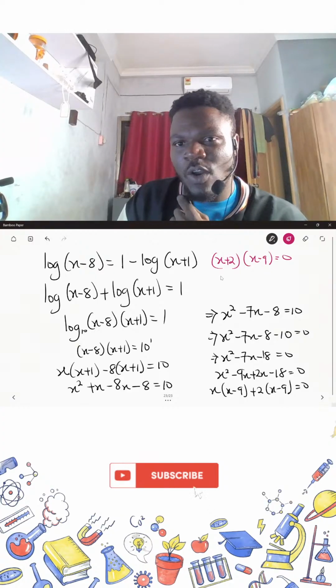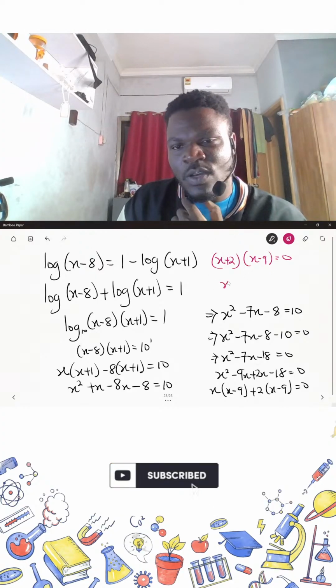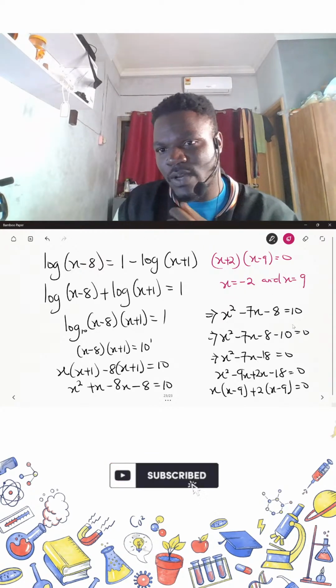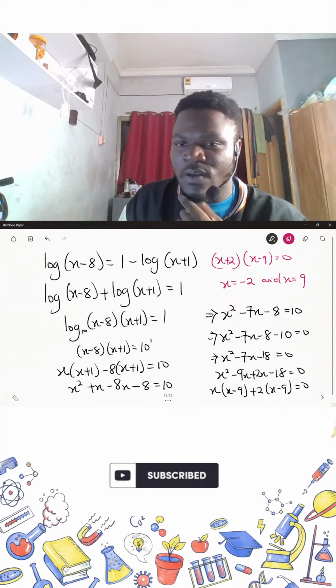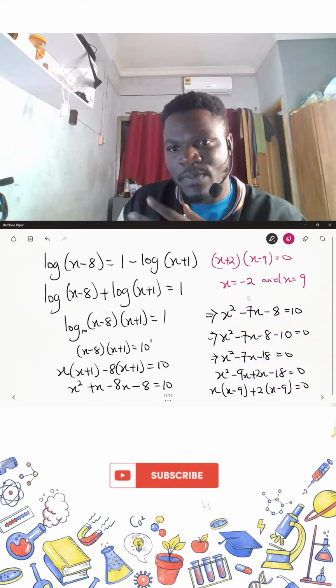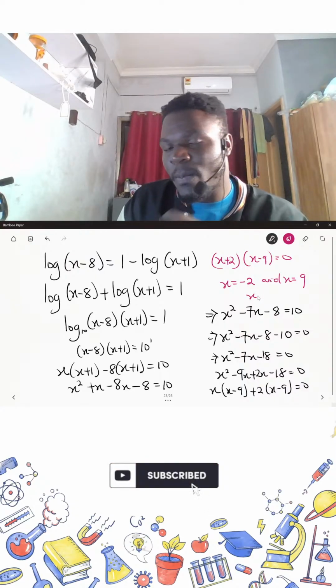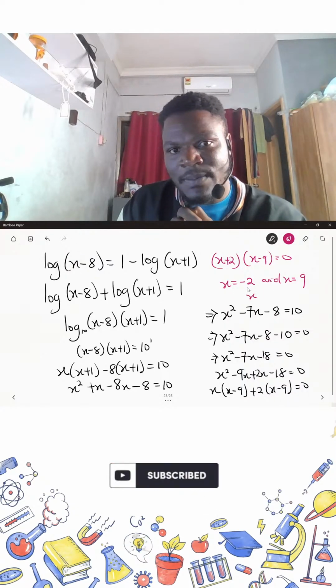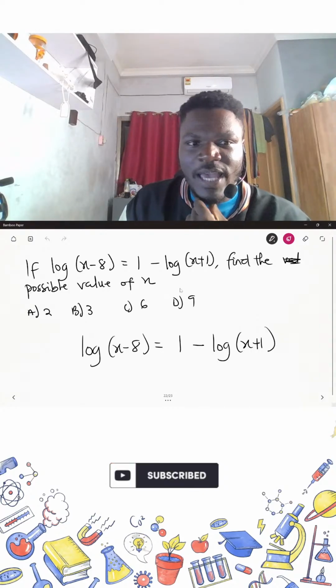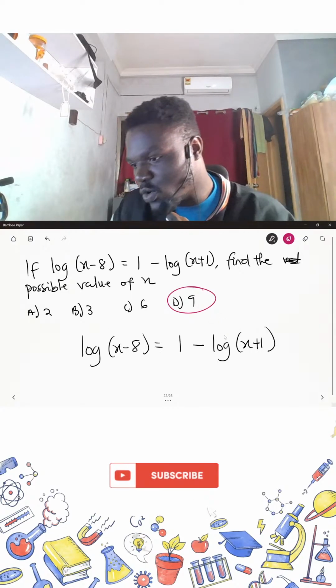So when we equate all of them to 0, x will be equal to -2 and x will be equal to 9. Okay, so these are the two possible values for x, and in this case, in logarithm it's always positive, so x has to be a positive value. So this is going to be x is equal to 9 as our possible answer. So here our correct answer is x is equal to 9.